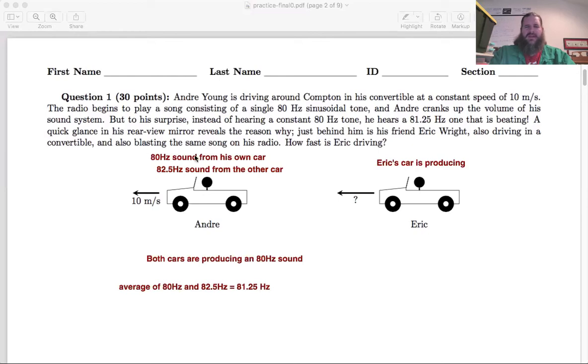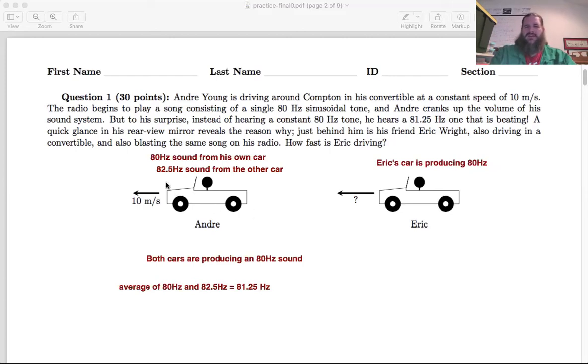Andre is listening to an 80 hertz sound from his own car, and he's listening to what sounds like 82.5 hertz from the other car. But what's the frequency the other car is actually creating? That's what he hears. But note that it says that Eric's car is also blasting the same song. If Eric's car is playing the same song, what frequency is Eric's car actually producing? 80 hertz. Yeah, Eric's car radio is producing an 80 hertz sound.